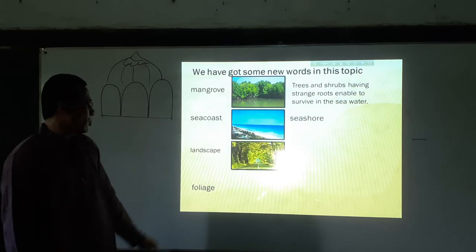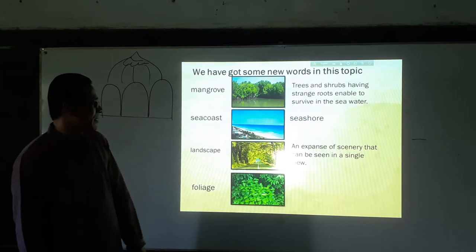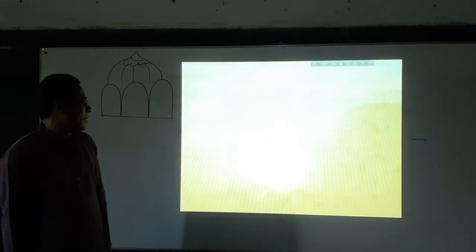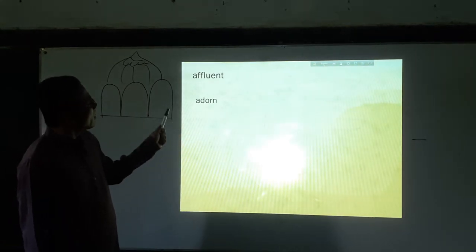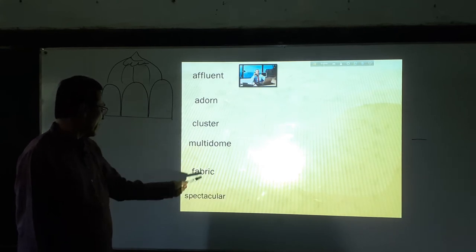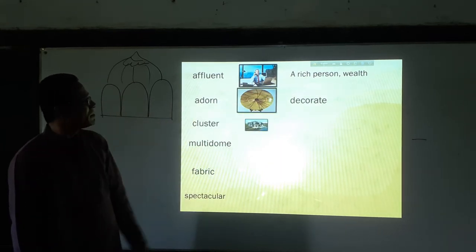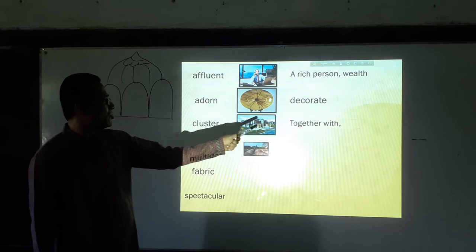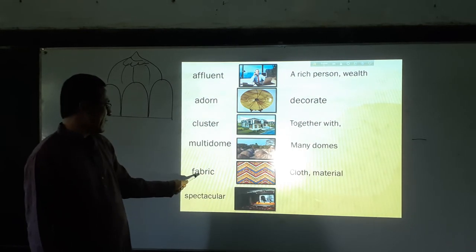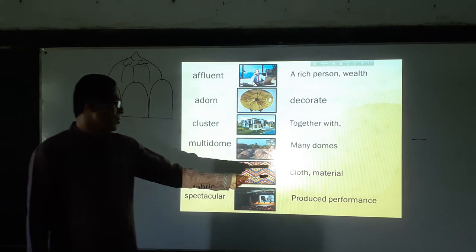Sea coast, seashore. Landscape, an expanse of scenery that can be seen in a single view. Foliage, that means leaf or leaves. And there are other words: affluent, adorn, cluster, multidome, fabric, spectacular. What is affluent? Rich person, wealth. Adorn, decorate. Cluster, together. Multidome, many domes. Fabric, that means clothes or material. Spectacular, that means impressive sight or performance.